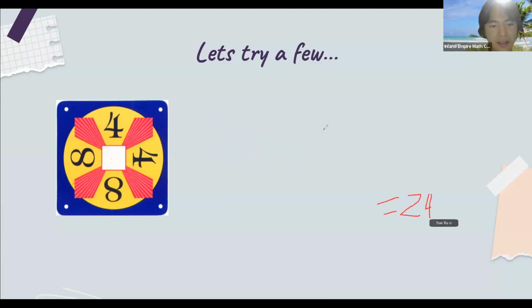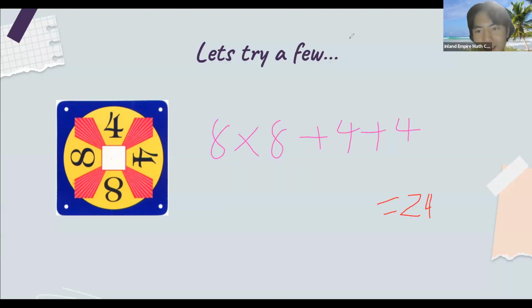So maybe you'll do something like 8 times 8 plus 4, but I don't think that works. So see what you get. How would you combine these four numbers to get 24?